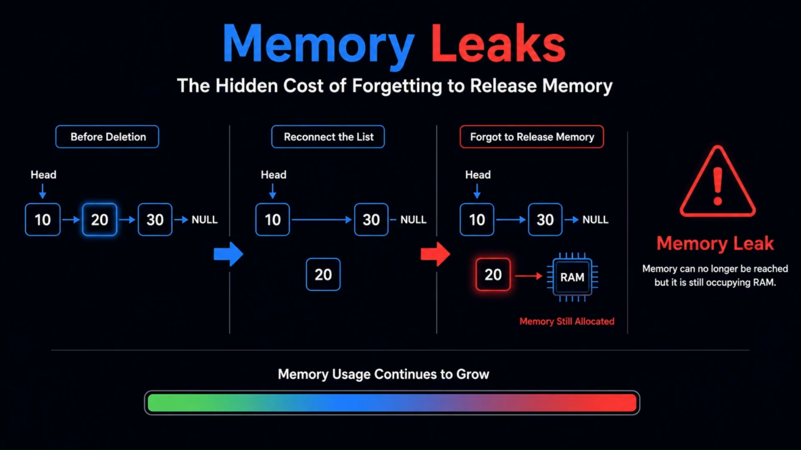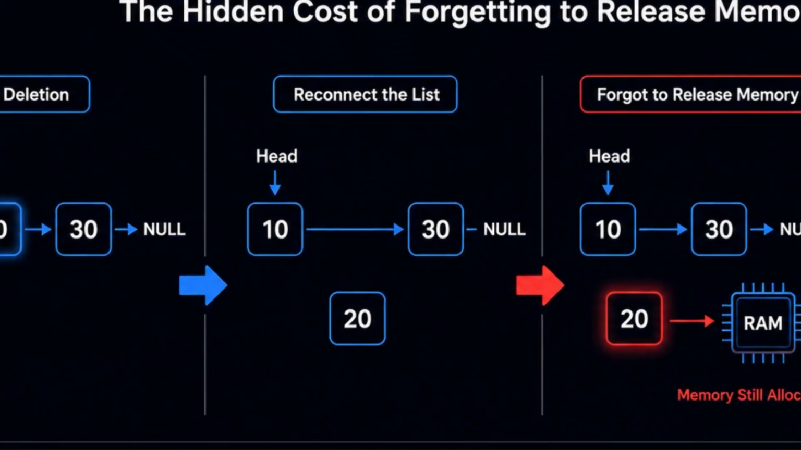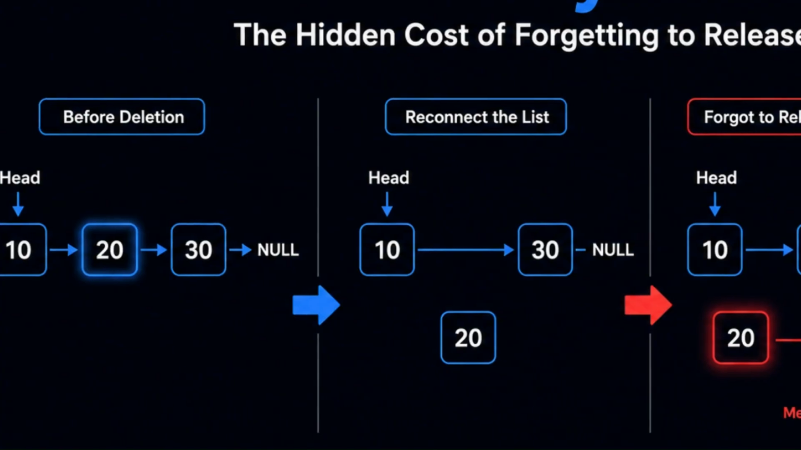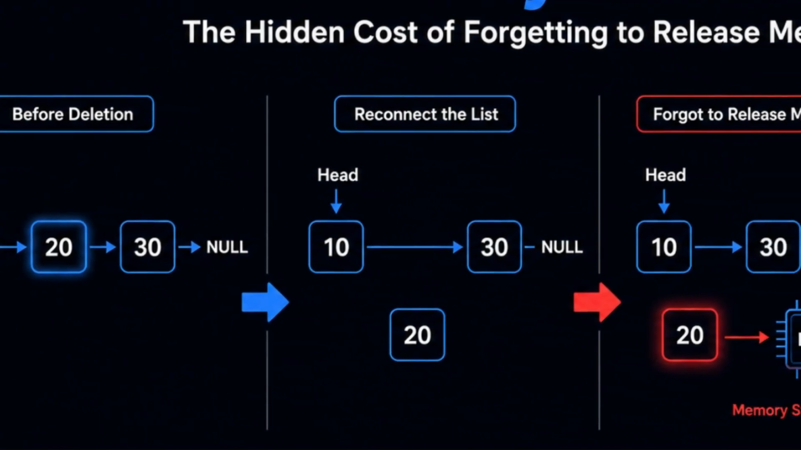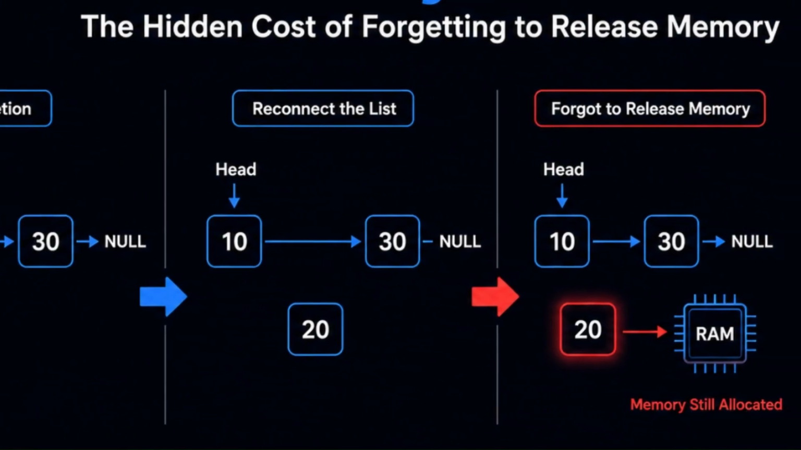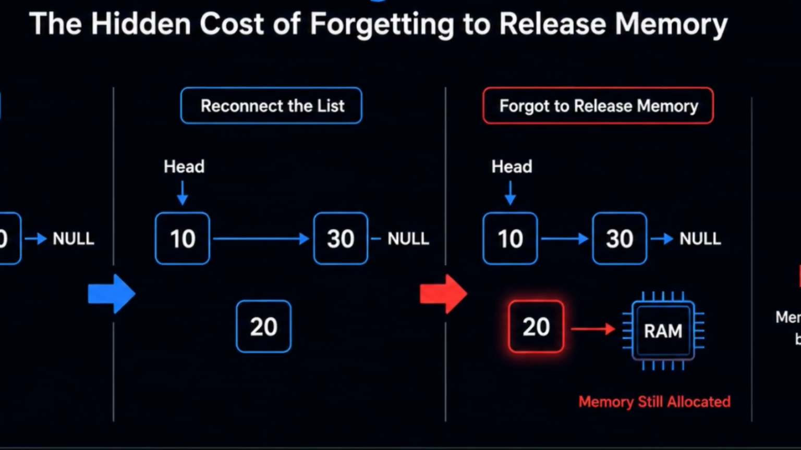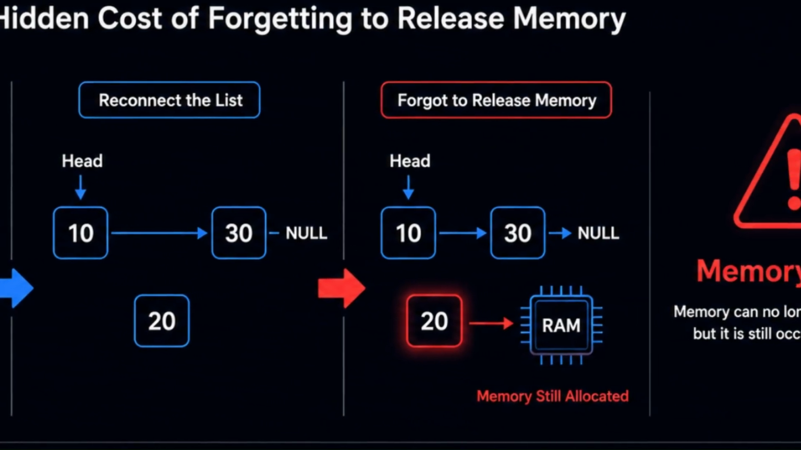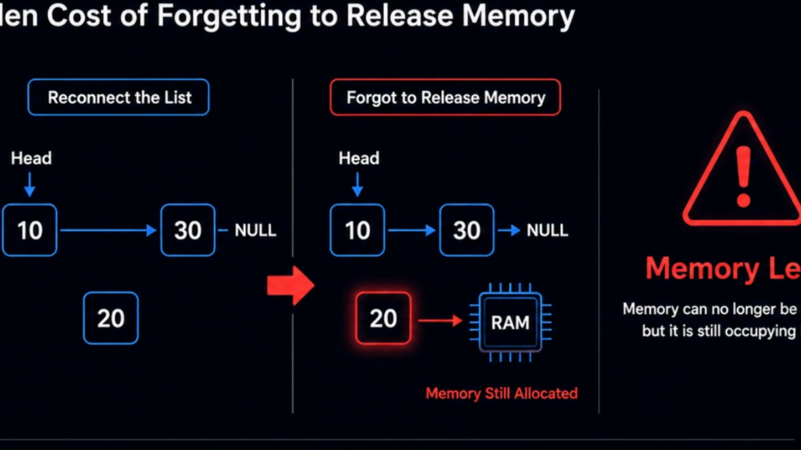Let's look at why this matters so much. Imagine we have a linked list containing 3 nodes. 10 points to 20. 20 points to 30. Now suppose we want to delete the node containing 20. We reconnect the first node directly to the third node. Logically, everything looks perfect. The list still works exactly as expected. But what happened to the node containing 20?